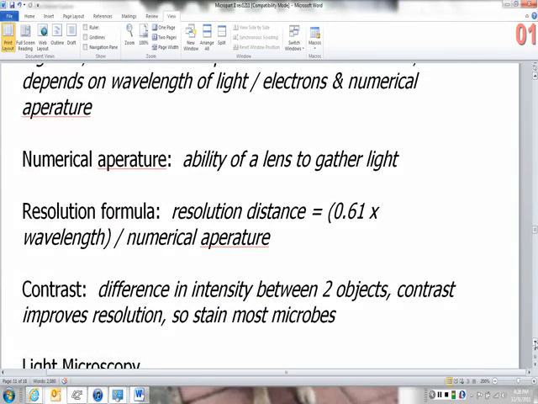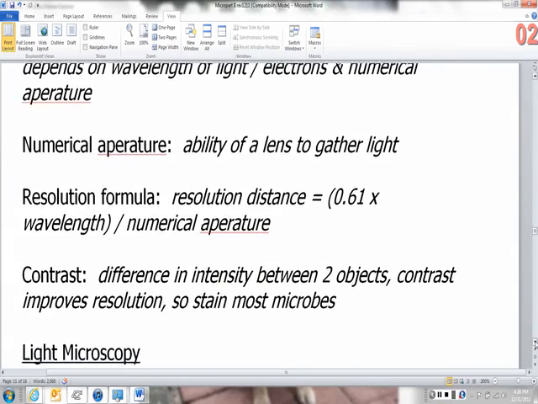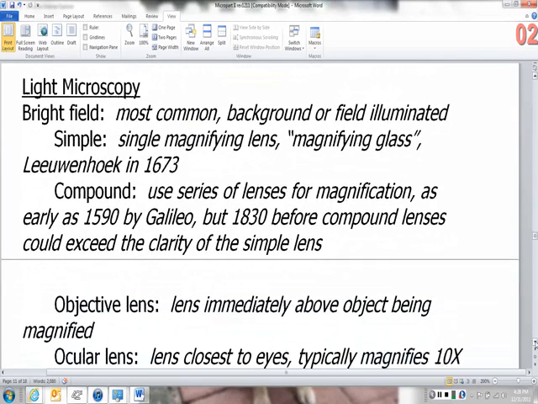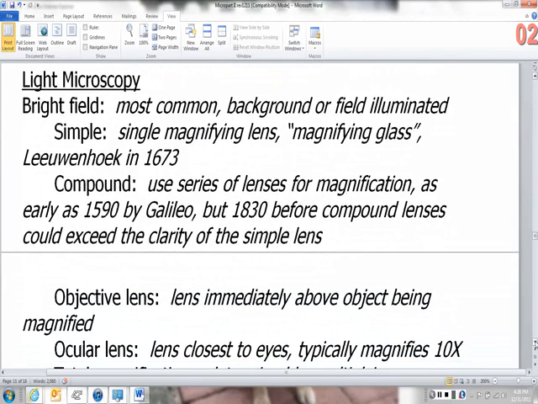Contrast is the difference in intensity between two objects. Contrast will improve resolution, so most microbes are stained for that reason. Bright field is the most commonly used light microscopy. With bright field, the background or field is illuminated.